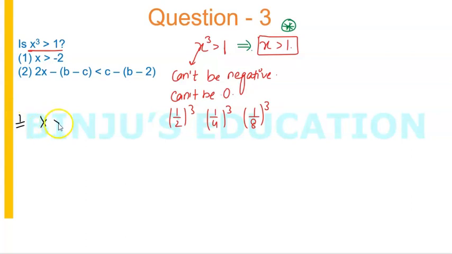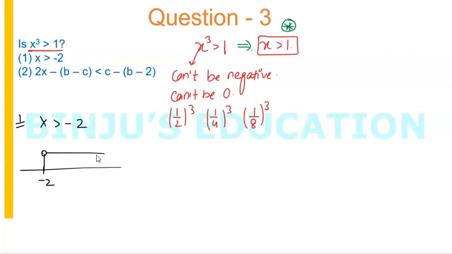It says that x is greater than -2. Now, if x is greater than -2, let me draw that on a number line. We have -2 here. It says greater than -2, so I'm going to put a circle here. This is what it says. Now, if it is greater than -2, is it necessary for x to be greater than 1? No. x can be -1 also. x can be 0 also. x can be 1/2, 1/8, -1.5. All these numbers are also possible.